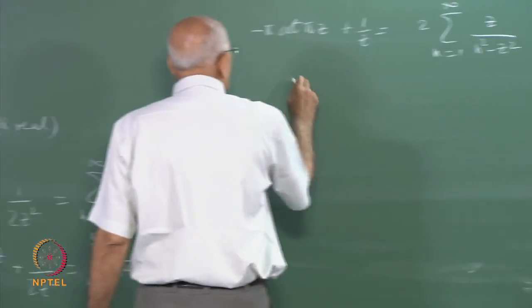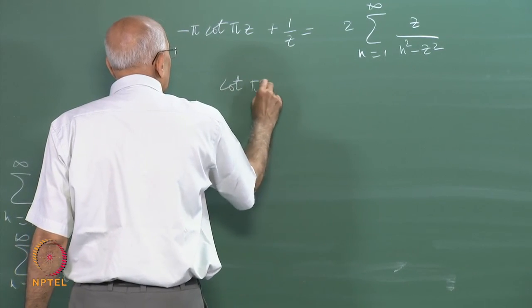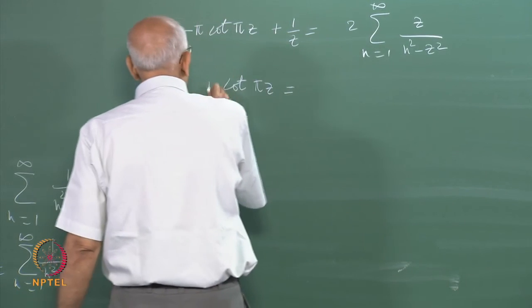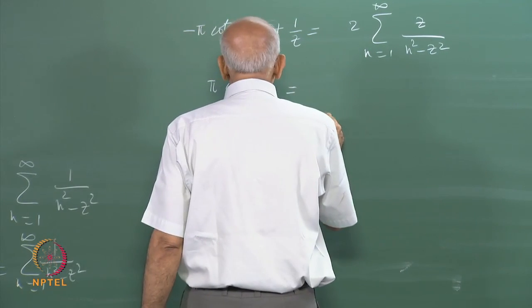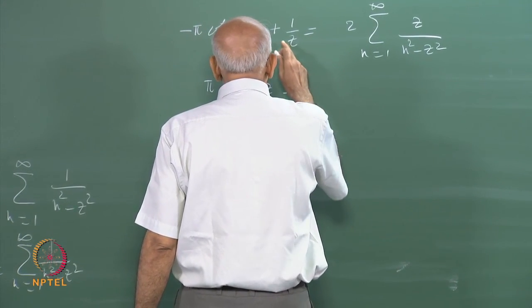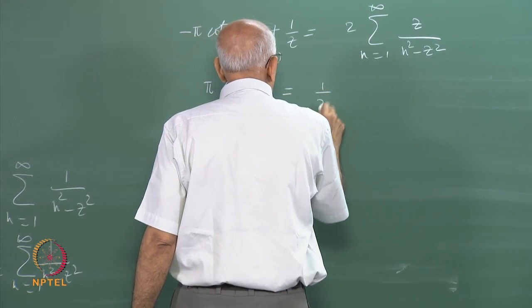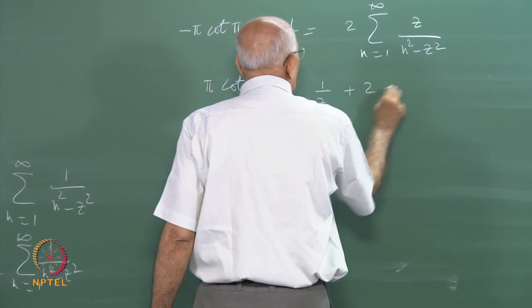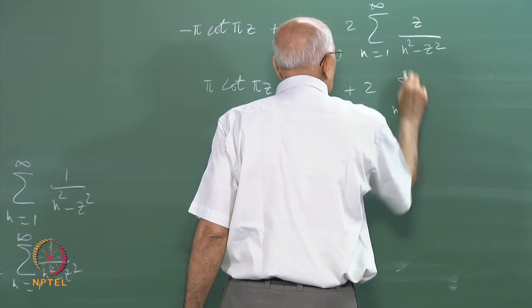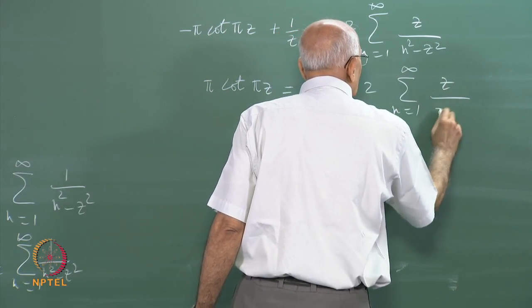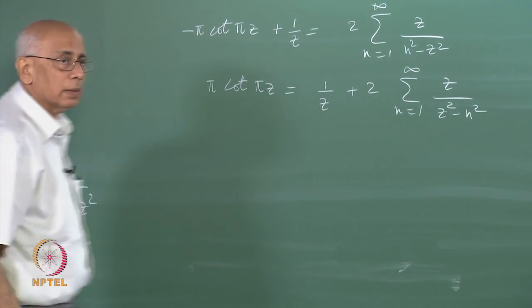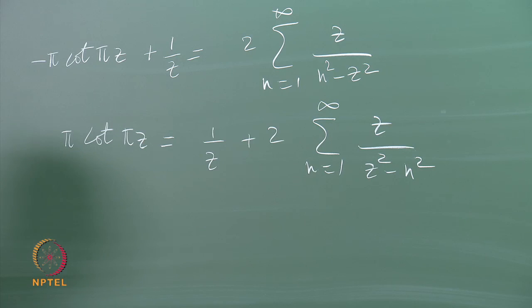So I will write cot pi z equal to pi cot pi z. So this becomes a minus, it becomes a plus on this side, plus twice summation n equal to 1 to infinity z over z squared minus n squared. So I will absorb the minus sign there in this place. Okay. So that is a representation for cot pi z.